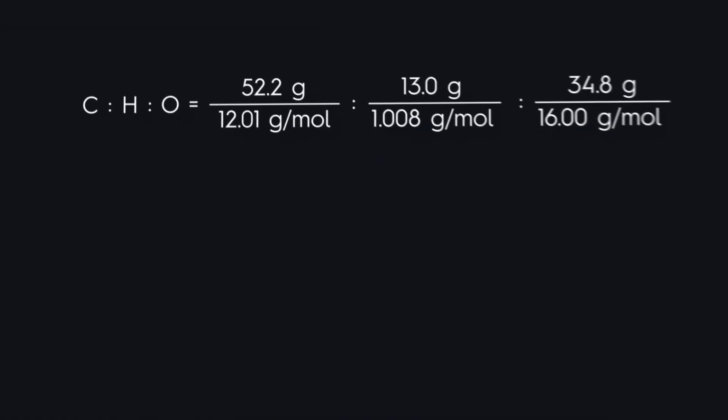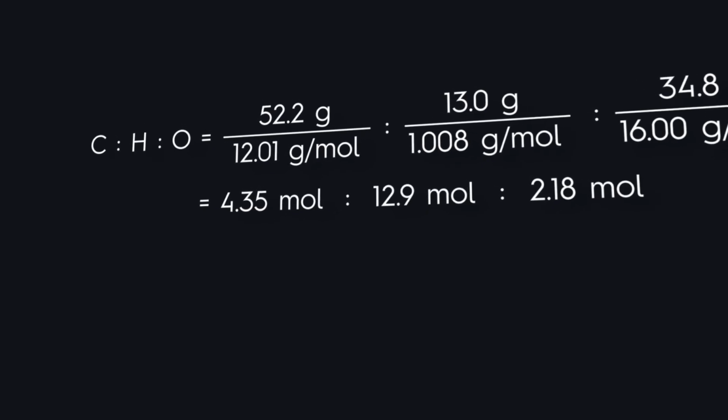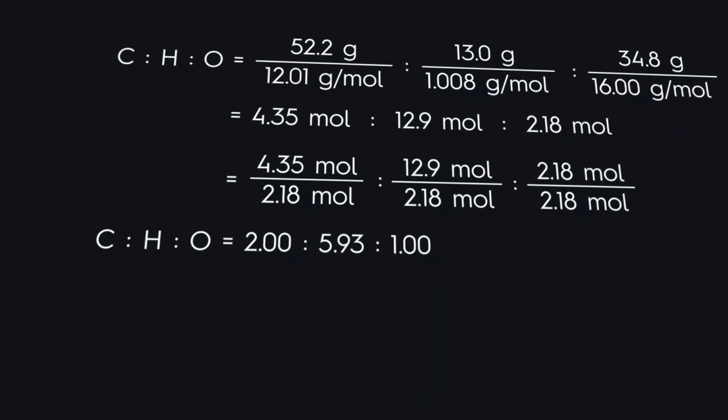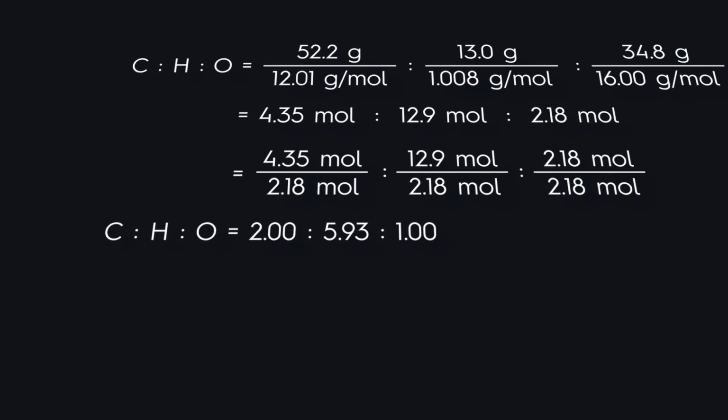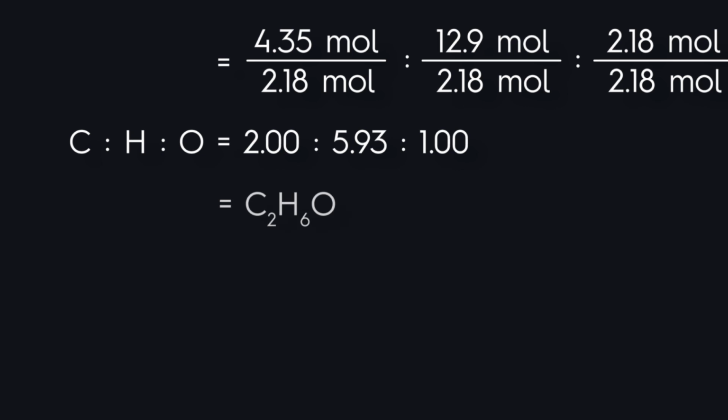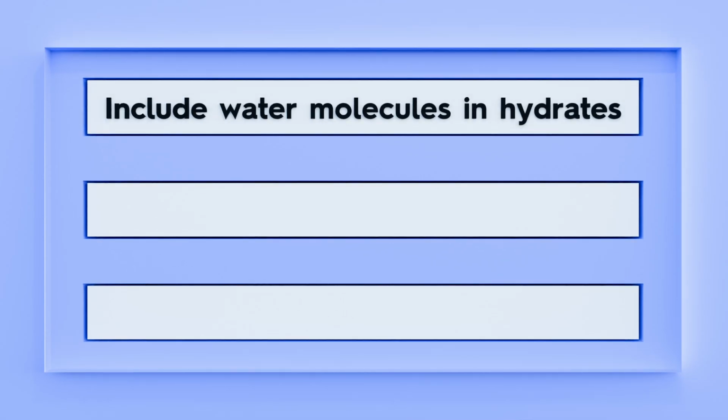Let's repeat the process on this example. First, we calculate the number of moles. Carbon gives about 4.35 moles. Hydrogen, about 12.9. Oxygen, about 2.18. Then, we divide all by 2.18 to get a 2 to 5.93 to 1 ratio. Rounding it up, the empirical formula is C2H6O.